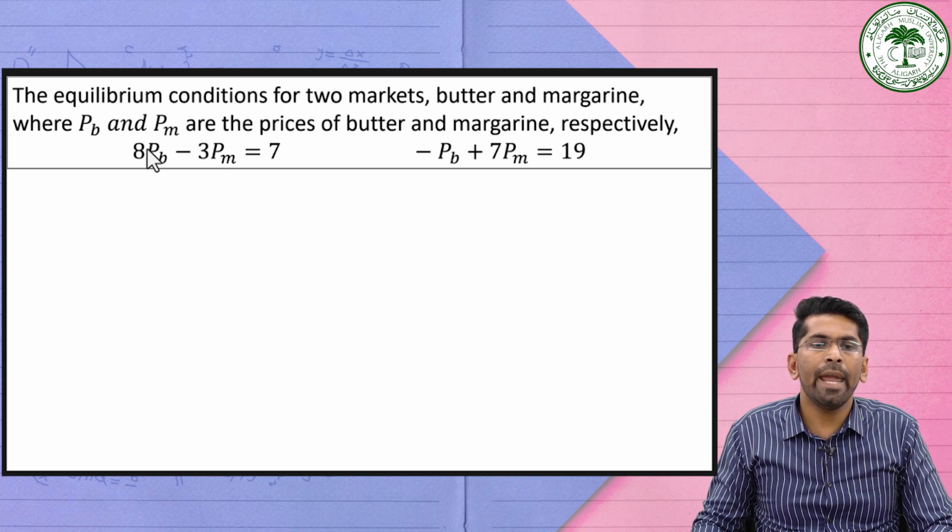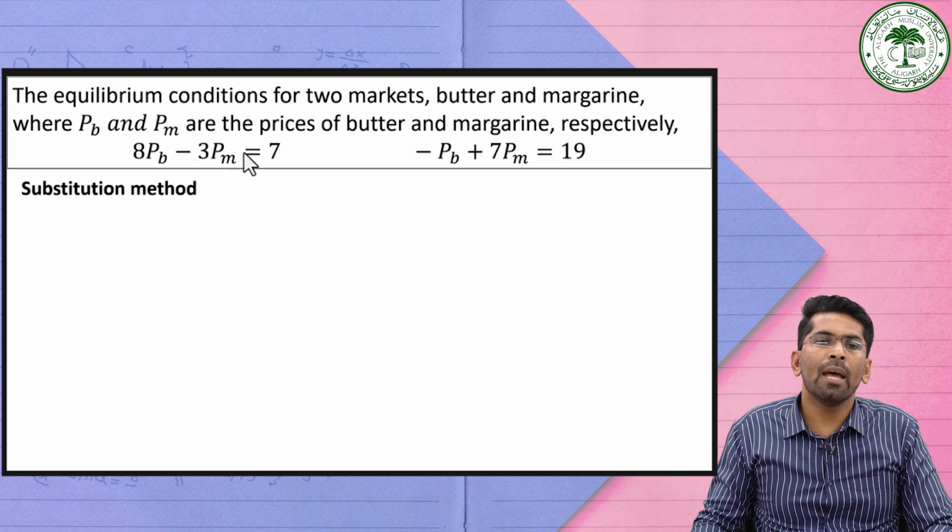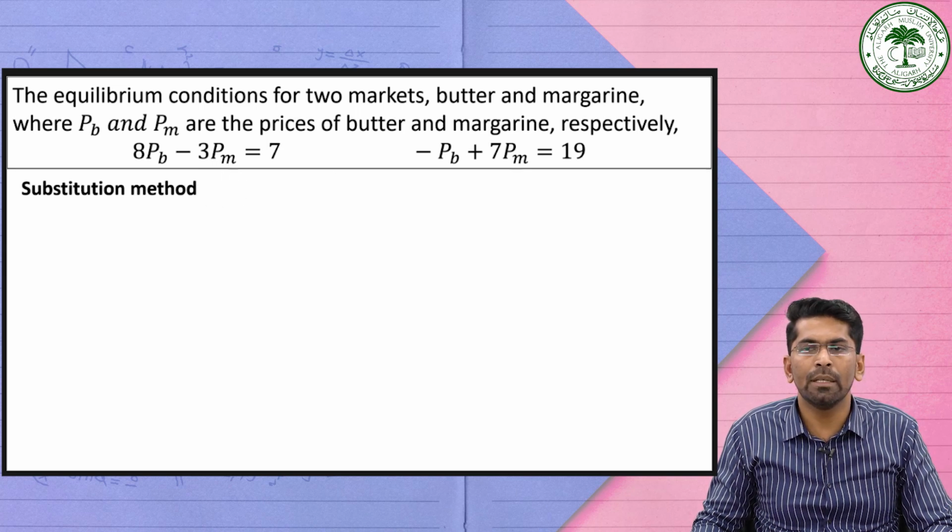So here 8 PB minus 3 PM is equal to 7, and minus PB plus 7 PM is equal to 19. The prices that bring equilibrium, we can find either by using the substitution method or the elimination method, because we have simultaneous equations with two unknown variables, that is PB and PM. For example, here we are going to consider the substitution method.